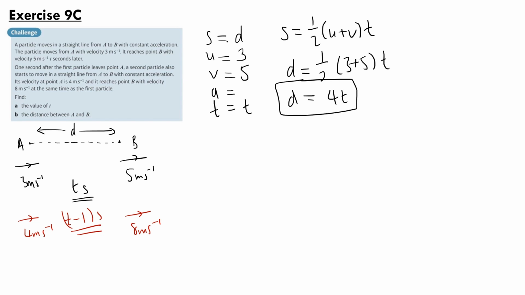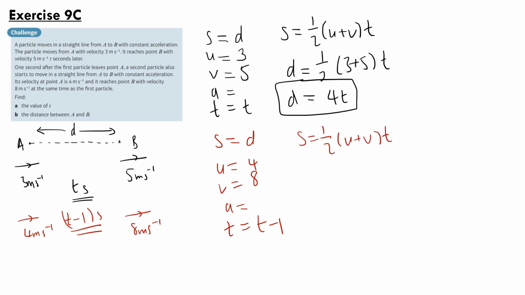And doing the same for the red particle, writing out suvat. So the distance is d, the initial velocity is 4, final velocity 8, the acceleration we don't know, and t is equal to t minus 1. Okay, so we can use the same formula, s equals a half (u plus v) t, and plugging in values again, we get d is equal to a half (4 plus 8) times (t minus 1), and that gives us 6t minus 6, and that is our second equation.